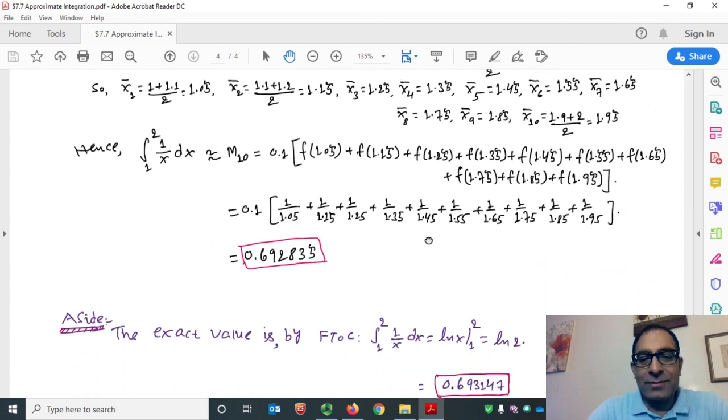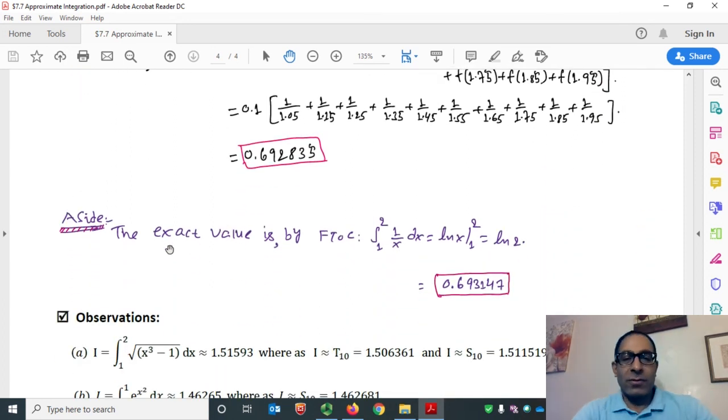So now let's take that one aside. What's the exact value of this definite integral? We are using the fundamental theorem of calculus. The definite integral of 1 over x dx, with x from 1 to 2. The integral of 1 over x is simply the natural log of x. Put values 1 to 2. So ln 2 minus ln 1. We know ln 1 is 0. And ln 2, using the calculator, is 0.693147. So this is the exact value.